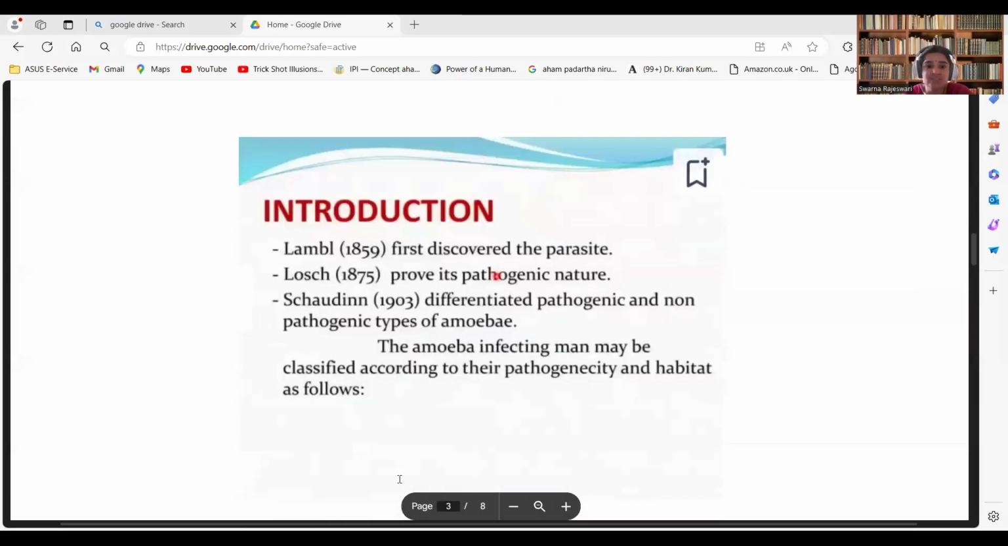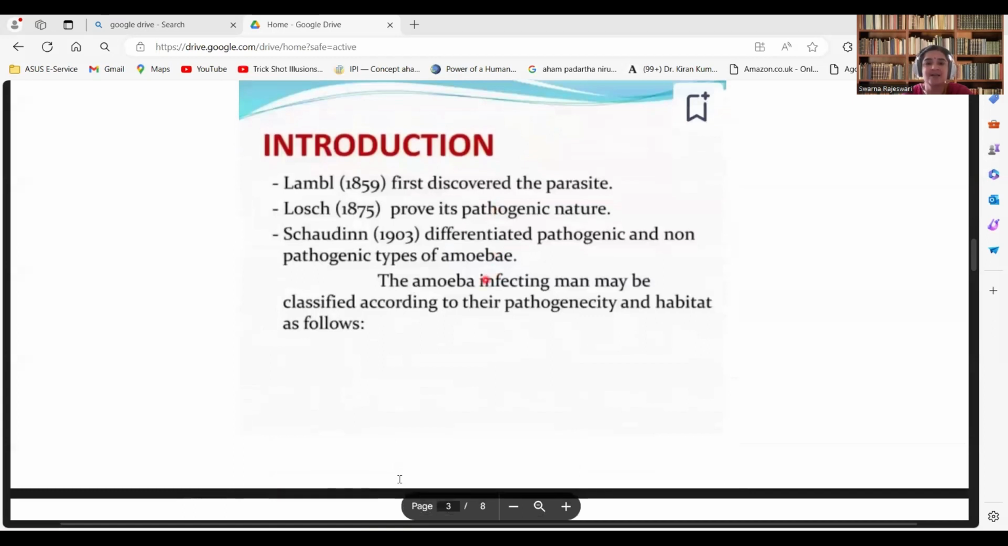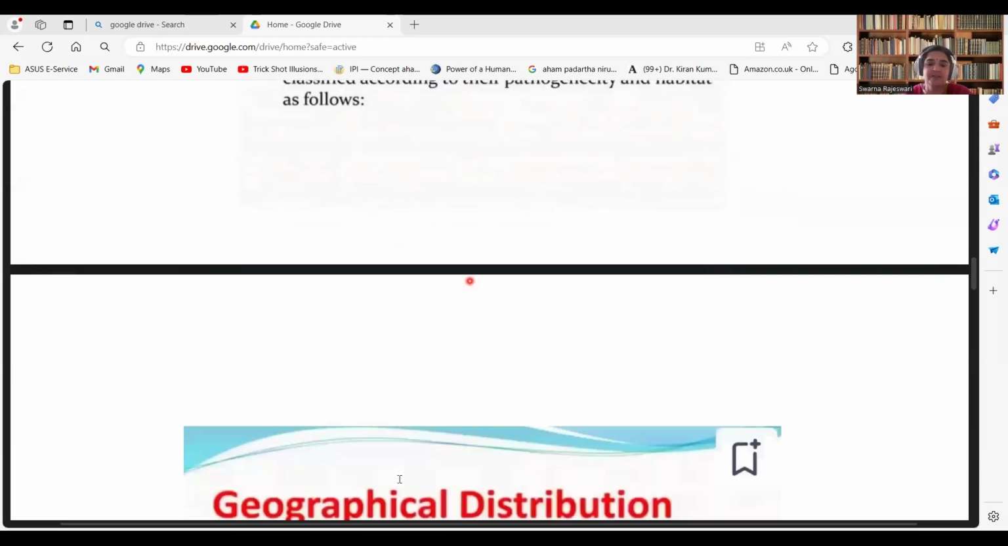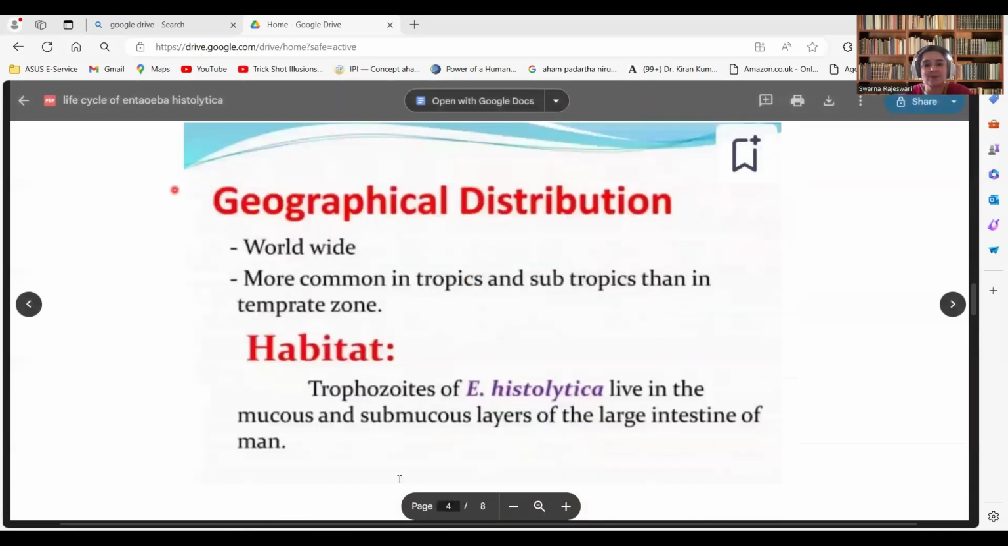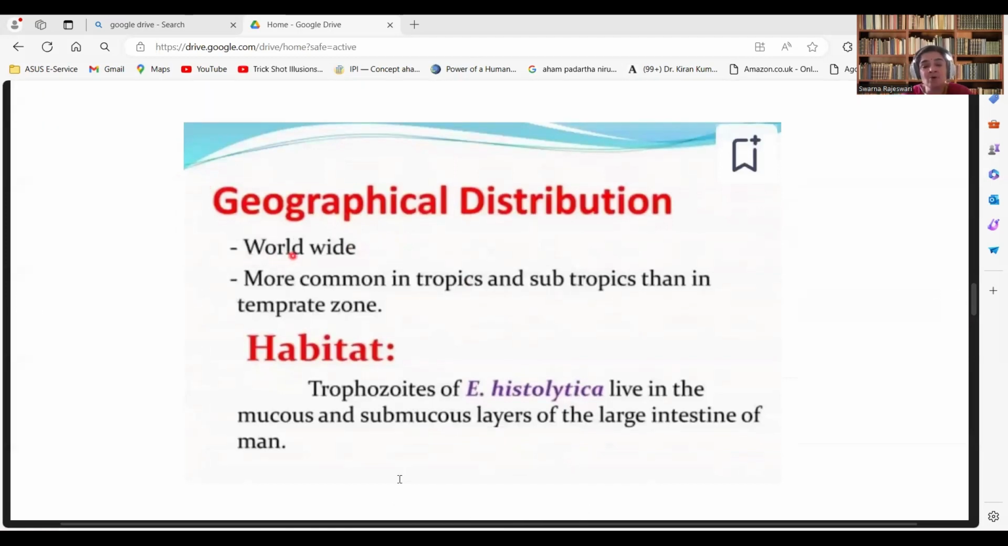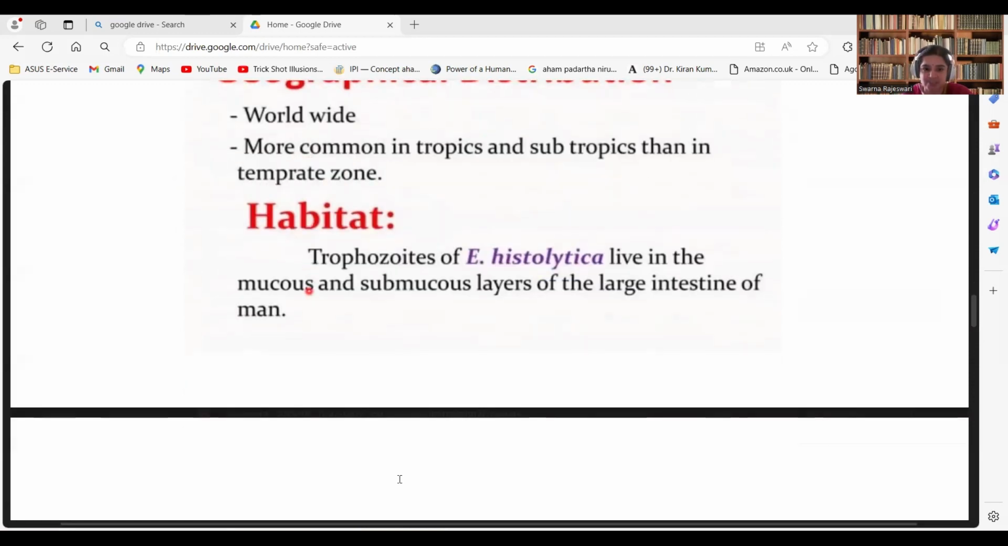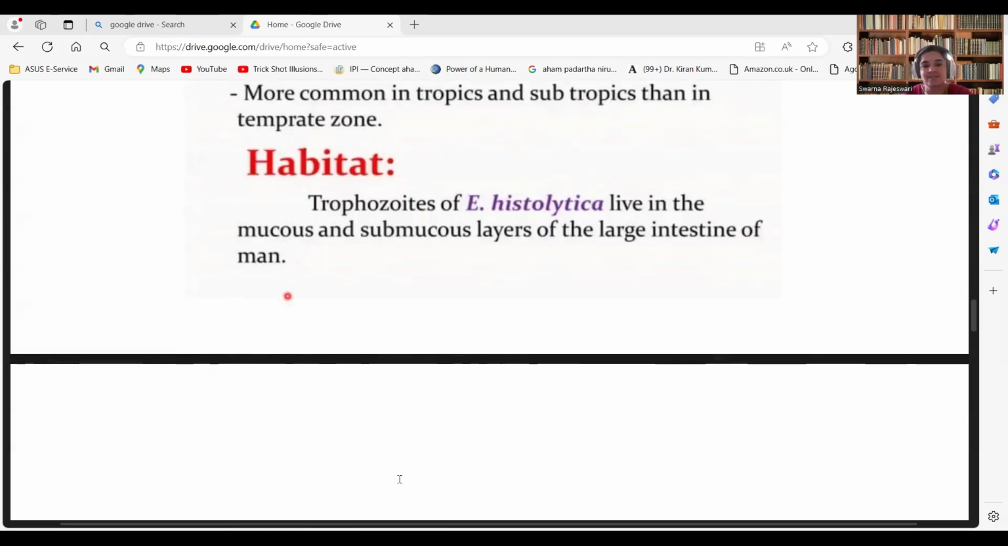Coming to the introduction of the parasite, it is Lambl who discovered the parasite, and Losch is the scientist who proved its pathogenic nature. Coming to the geographical distribution, it is worldwide, but more common in tropical and subtropical regions when compared to the temperate zone. As for the habitat, it mainly lives in the large intestine, in the mucosal and submucosal layers of the large intestine of man.